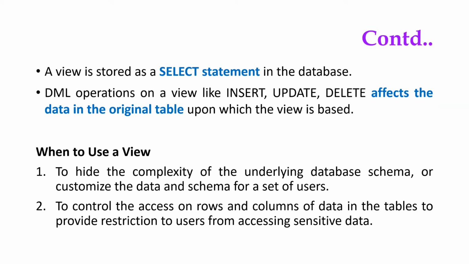Now, when do we want to use a view? Whenever we want to hide the complexity of the underlying database schema, or whenever we want to create a customized table from the database, we can use a view. Second, if you want to control the access to the data, or the rows and columns of some sensitive information, against a particular user, you can create a view. That is, you can give just the essential information to the user so that the user does not need to operate on the tables which contain sensitive information. So these are the two situations where you will be using a view.